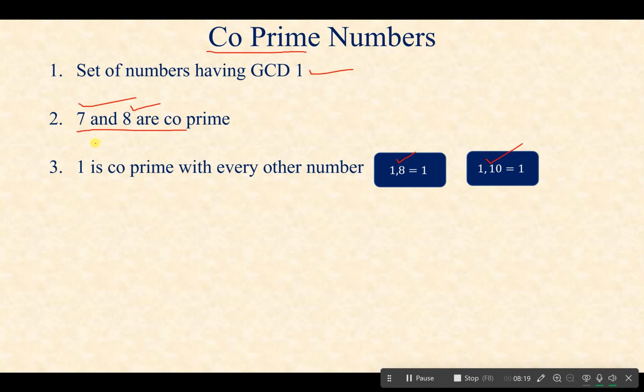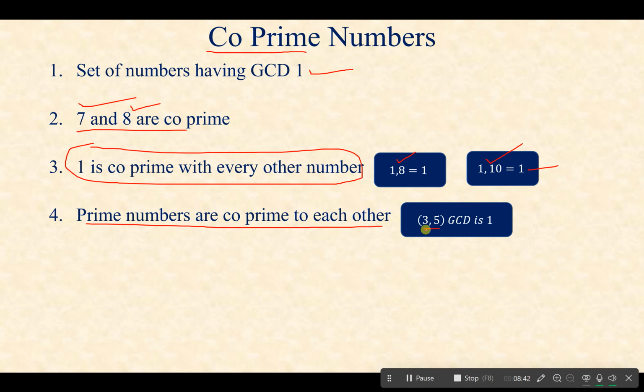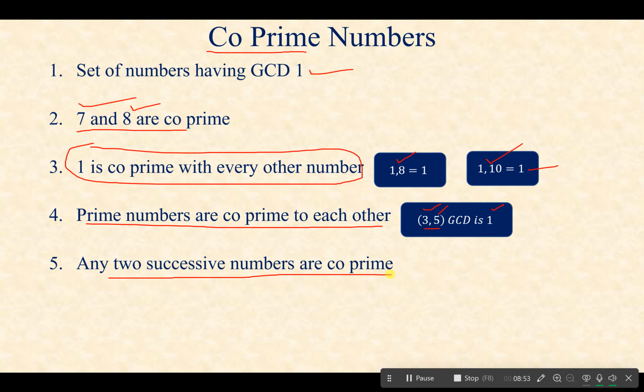And one more important property is 1 is co-prime with every other number. So any number you take with 1, it is co-prime. See here, 1 and 8, they are co-prime because GCD is 1. 1 and 10, they are co-prime because GCD is 1. And one more important property is prime numbers are co-prime to each other. If you take any two prime numbers, they are co-prime because, for example, if you take 3 and 5, both are prime numbers, their GCD is 1. And one more important property, any two successive numbers are co-prime. For example, 17 and 18, the GCD is 1.